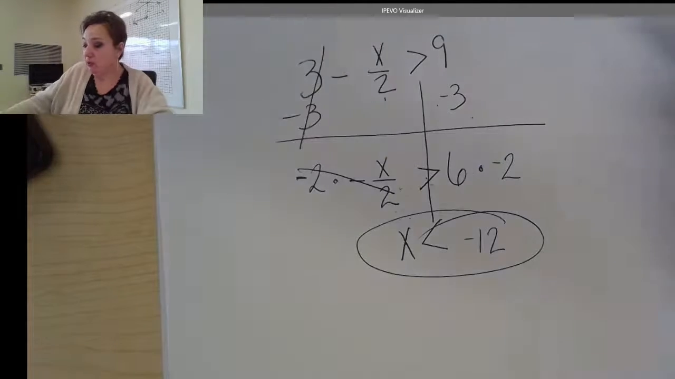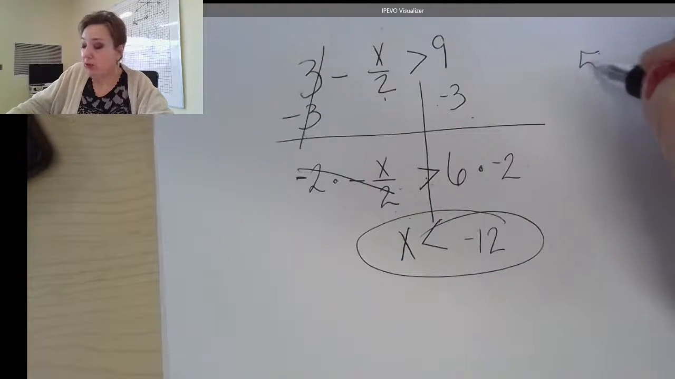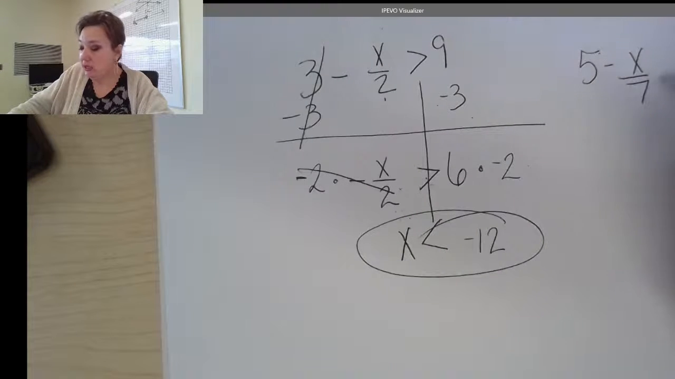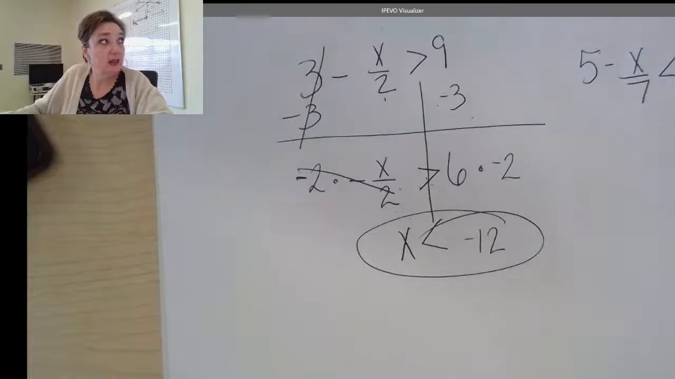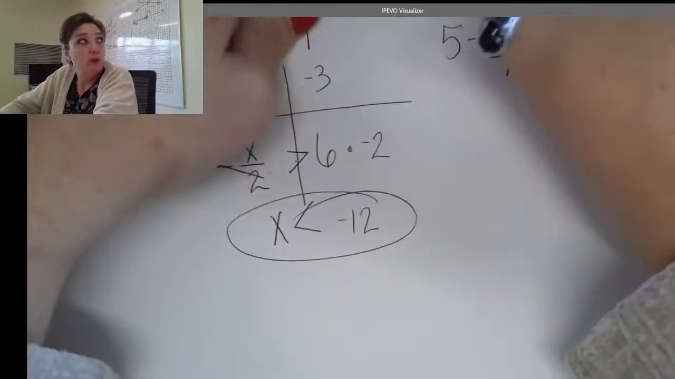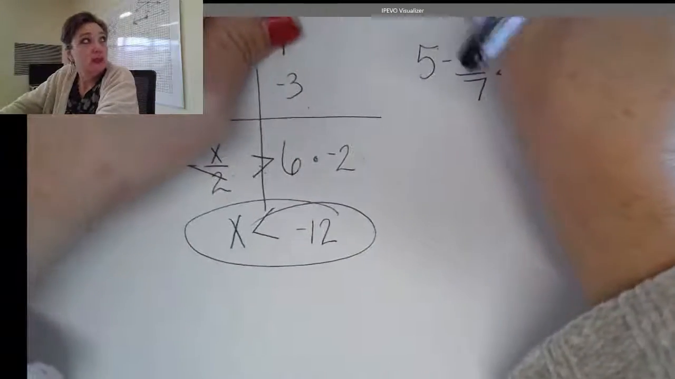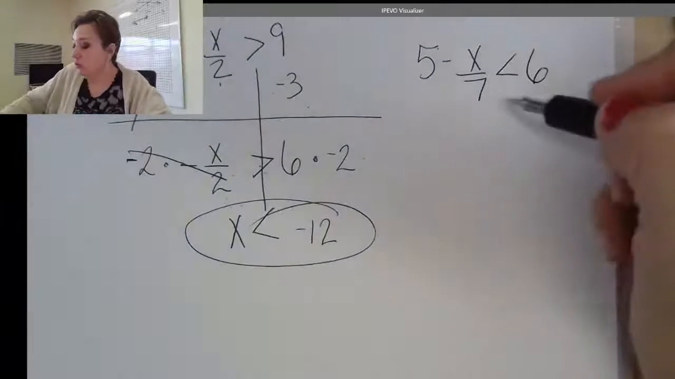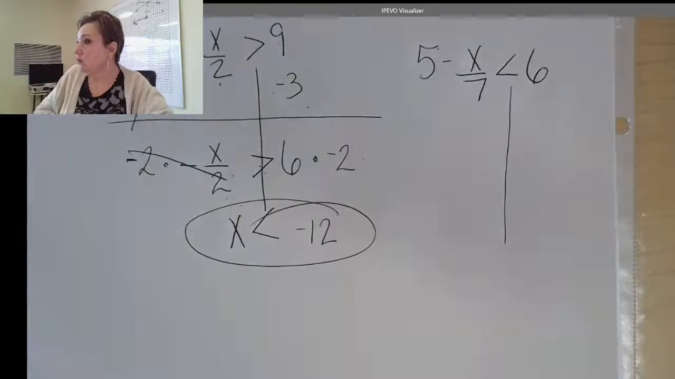So let's do 5 minus x over 7 is less than 6. Can y'all see that good enough? I'll move it over just a little bit. Okay, so here I'm going to draw my line so I know where my sides are.